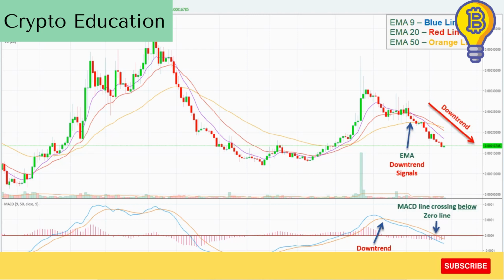So by looking at this chart, you can easily predict if this coin is going up or down in value. And with this information, you can just buy low and then sell high. You can make a lot of money.